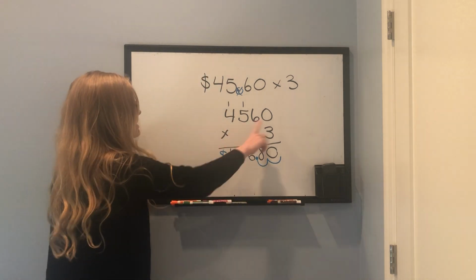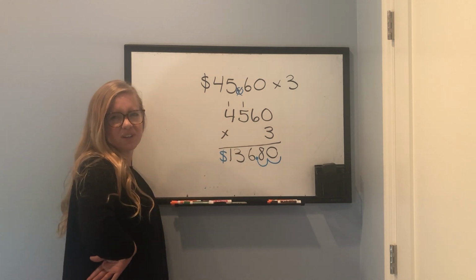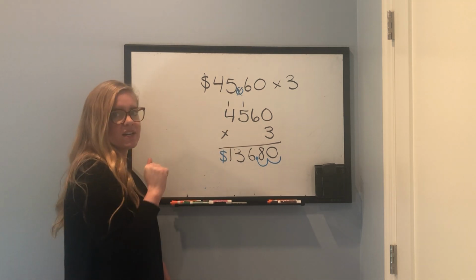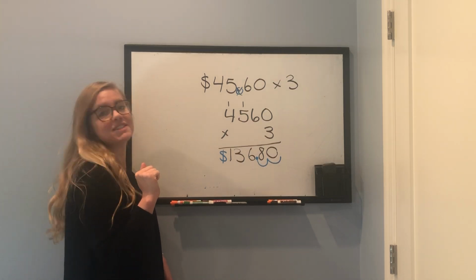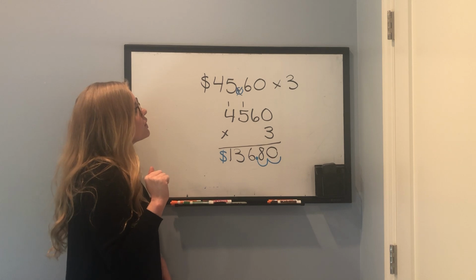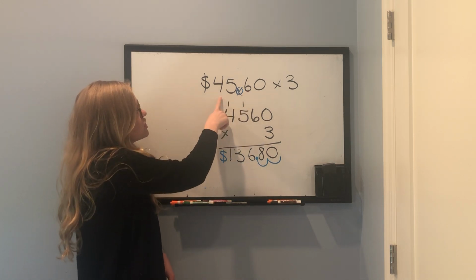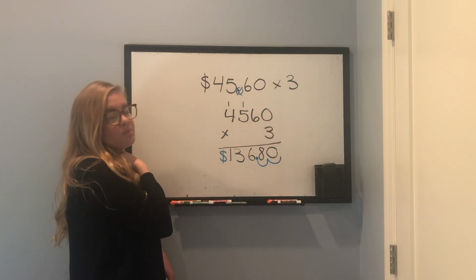When we have this many digits that we're multiplying, sometimes we get a little bit goofed up because it's a little bit confusing, and there's just so many digits, okay? So what we're going to do is estimate, okay? We're going to just round $45.60 to a number that's a little bit easier for us to multiply.